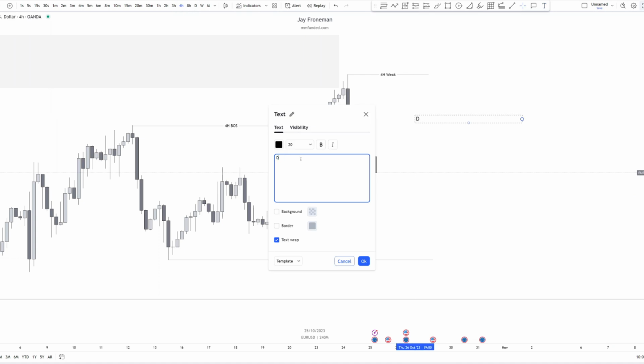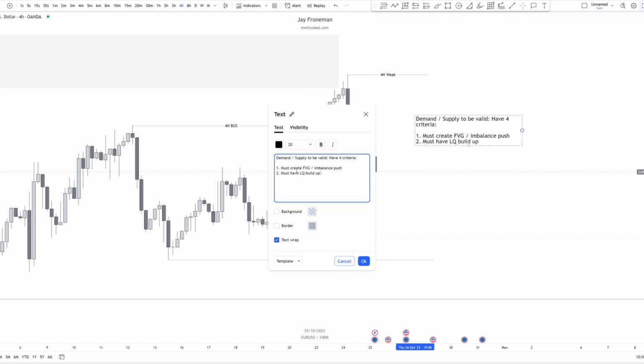In order for a demand or supply to be valid, we need to have these 4 following criteria. Number 1, the demand or supply zone must create a fair value gap or imbalance push. Number 2, the demand or supply zone must have a liquidity build-up.